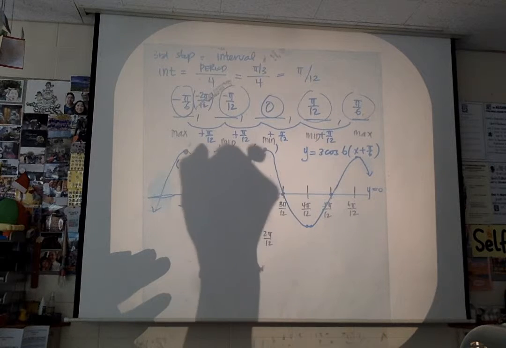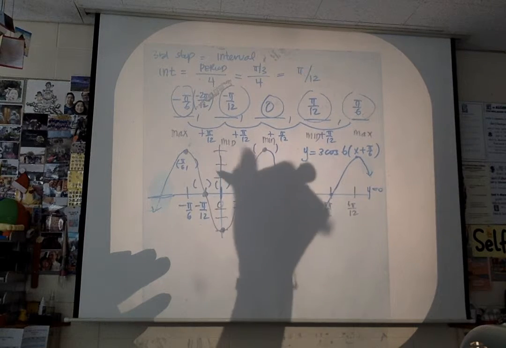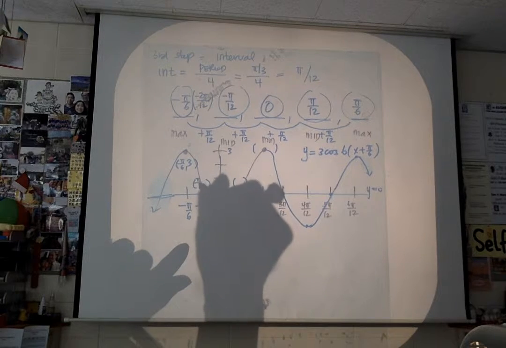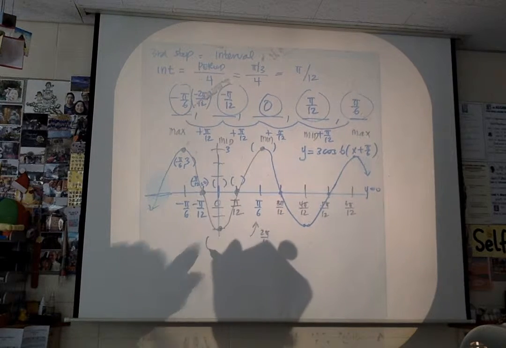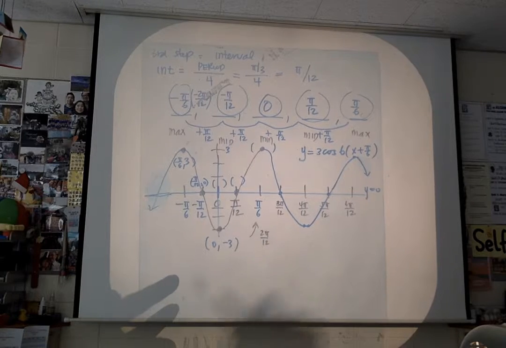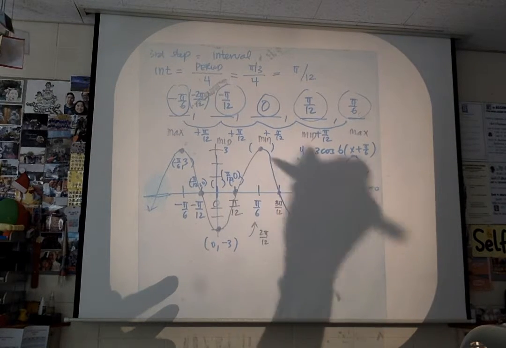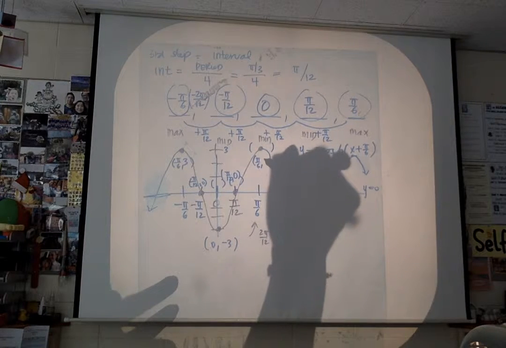Okay, so this guy is what? Negative pi over 6, and this is 3. Okay, this guy is negative pi over 12, 0. This guy here is 0, negative 3. This guy here is pi over 12, and 0. This guy here is pi over 6, 3.